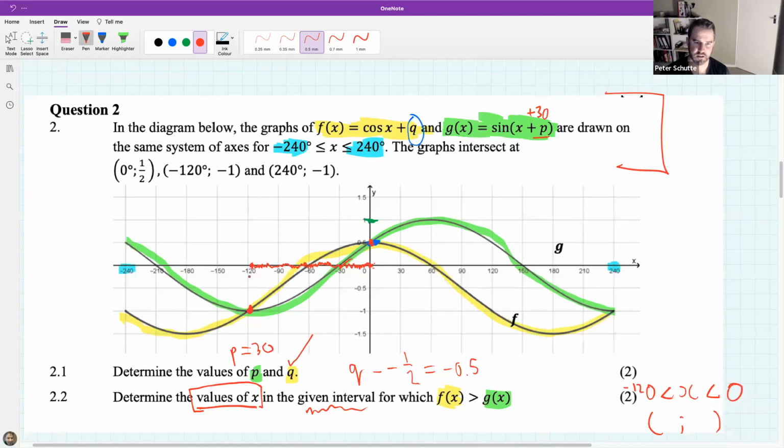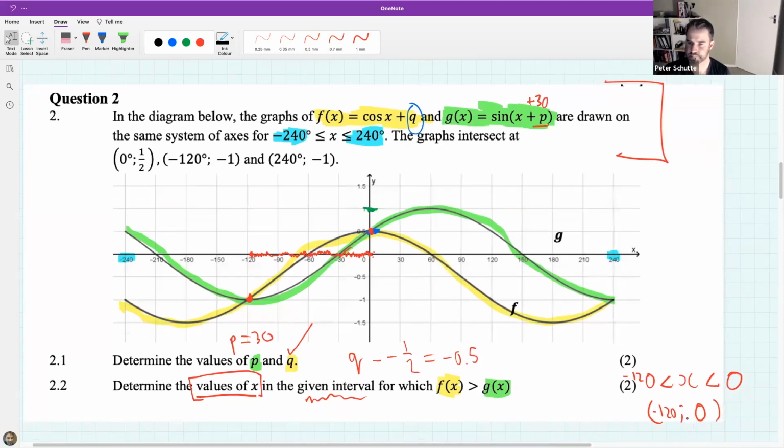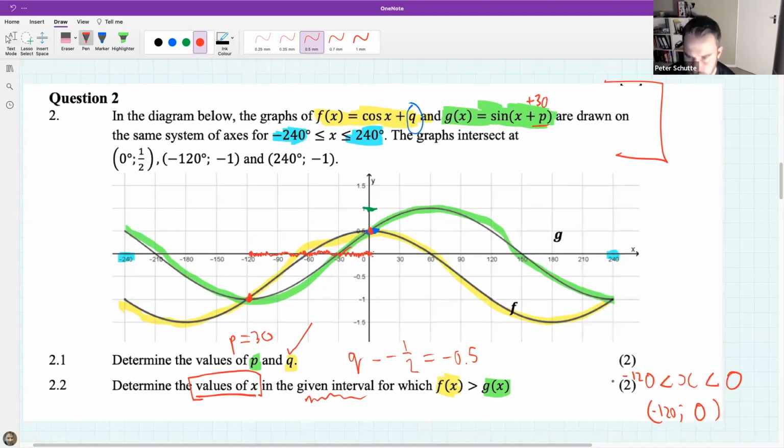So between minus 120 and 0, F is above G, or using interval notation, it would go minus 120 to 0, and I'd have circular brackets like that. And both of those would be acceptable for 2 marks.